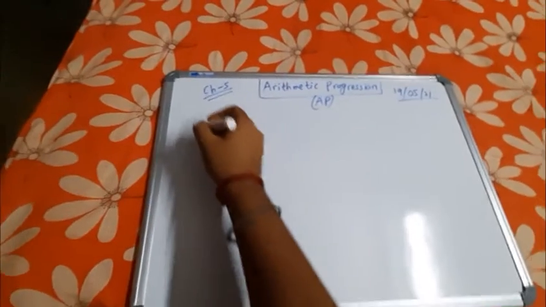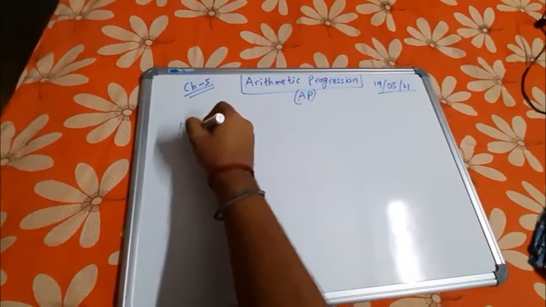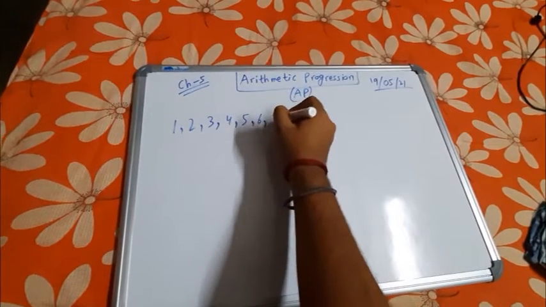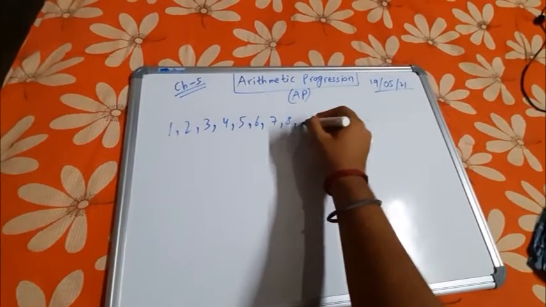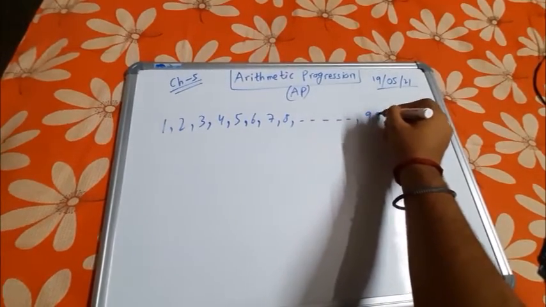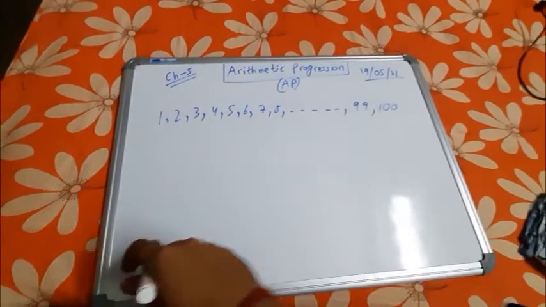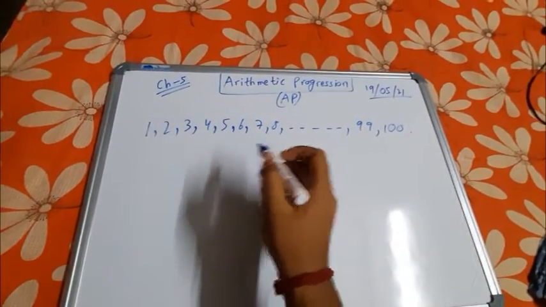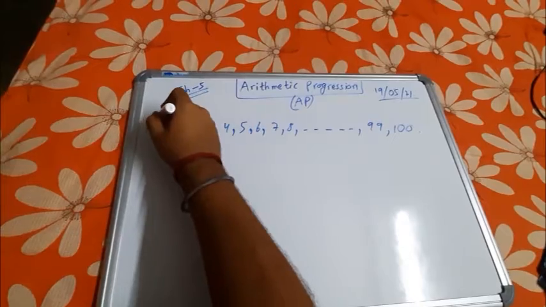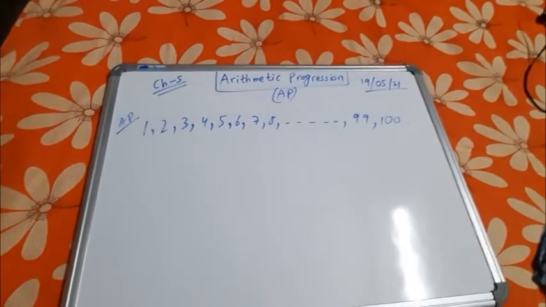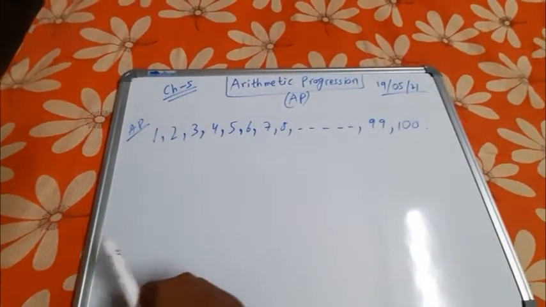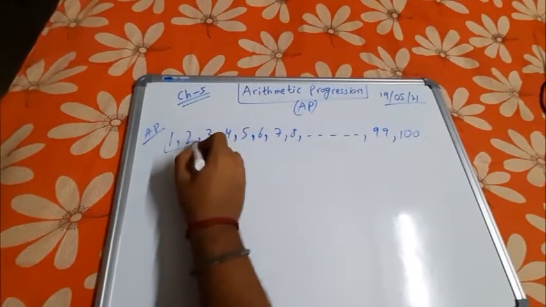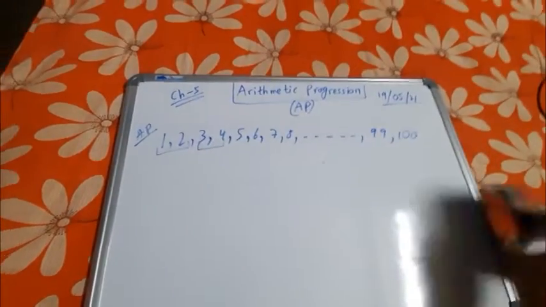Let me take one example. A very simple example is 1, 2, 3, 4, 5, 6, 7, 8, dot dot, up to 99, 100. Suppose it stops at 100. Now I can call this series, or this progression, an AP. But what is the reason actually? The reason is the terms.